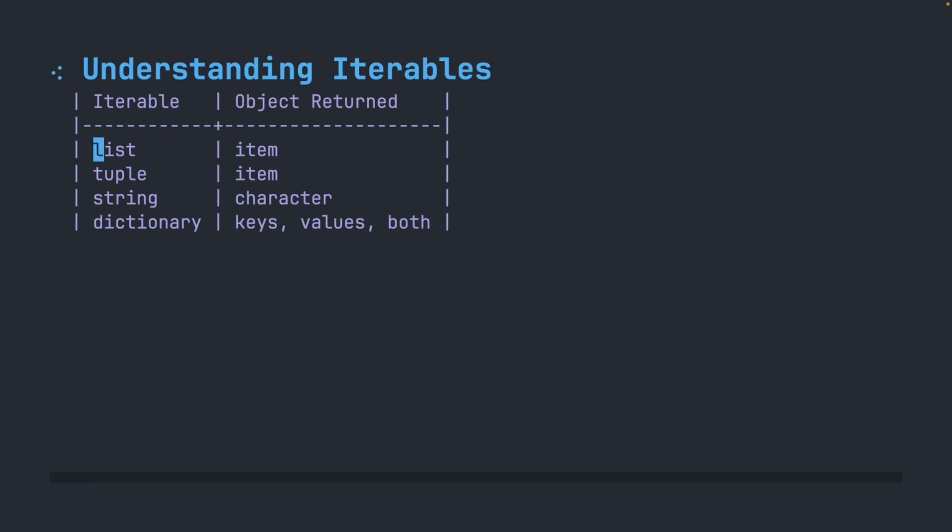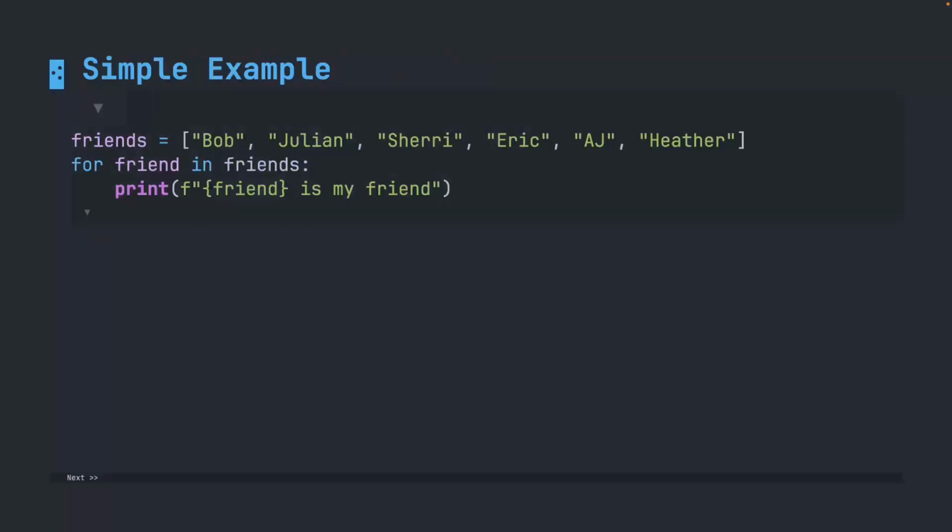Lists are iterable. If you iterate over a list, you get back each individual item. Same thing with a tuple. If you iterate over a string, then you get back each individual character. And if you iterate over a dictionary, then you get back the keys, the values, or both, depending on what method you choose to use. This should sound familiar. This was back in Newbie byte number 13.